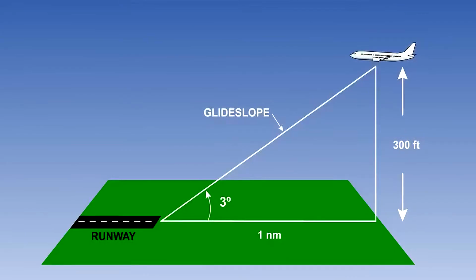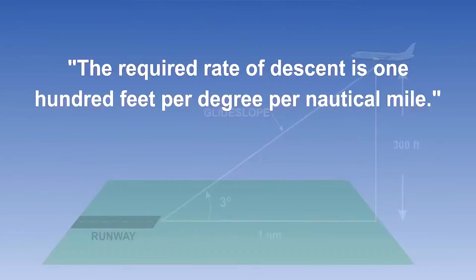We have now come up with the first of our basic rules. A 3-degree glide slope is 300 feet per nautical mile. A 4-degree glide slope is 400 feet per mile. And so on. The required rate of descent is 100 feet per degree per nautical mile.